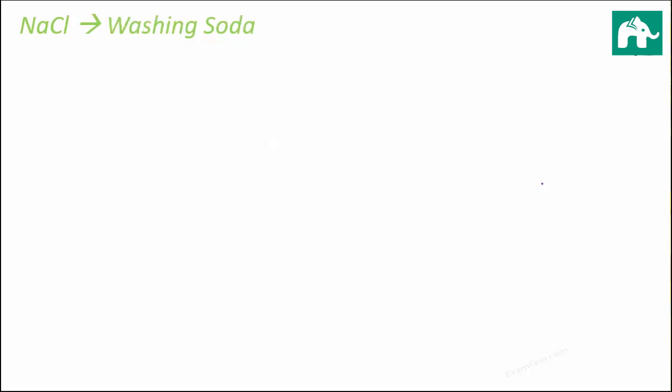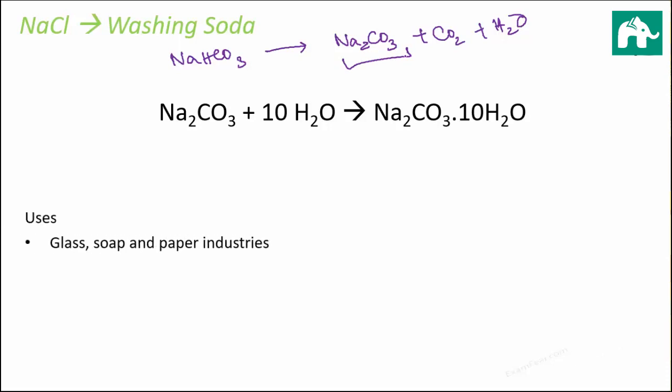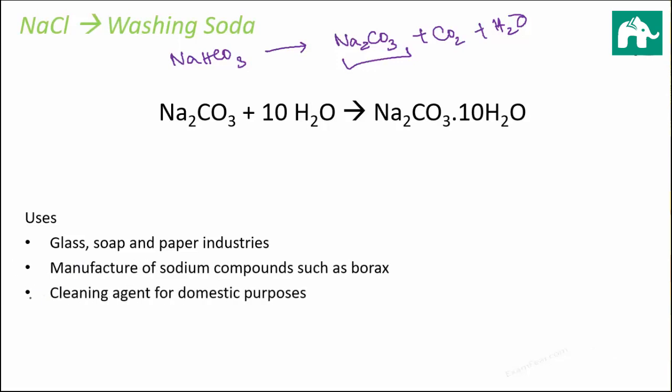From baking soda we get washing soda, and we use washing soda for many different purposes, especially for cleaning activities. So how do we get washing soda from baking soda? So when baking soda is heated, that is NaHCO3 on heating produces Na2CO3 plus CO2 plus H2O. So Na2CO3 is nothing but washing soda, and we use it for glass, soap and paper industries. It is used for manufacture of sodium compounds such as borax, and as a cleaning agent for domestic purposes. Not only that, washing soda is also used to remove permanent hardness of water.